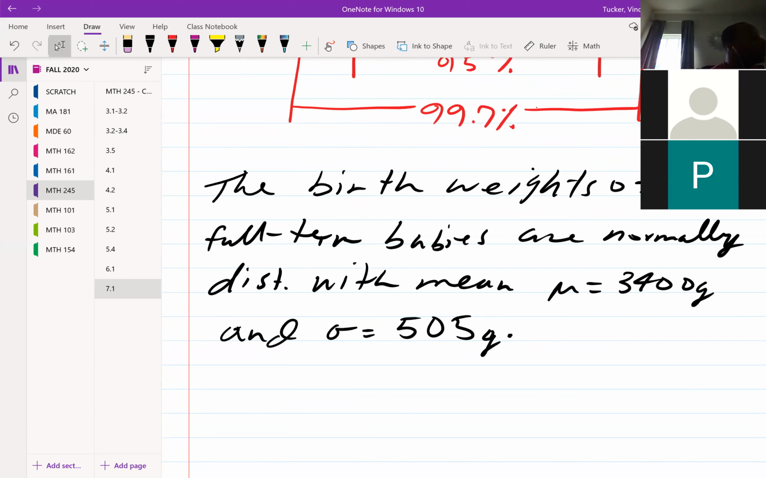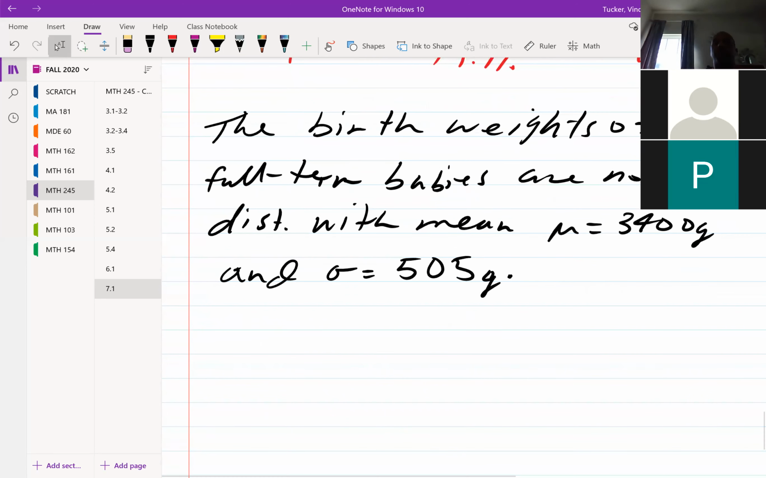So they have the birth weights, and they really didn't have many examples. Really, that was the end of the section. Anyway, they only have a few examples, so we'll do this, and then we will go from there.